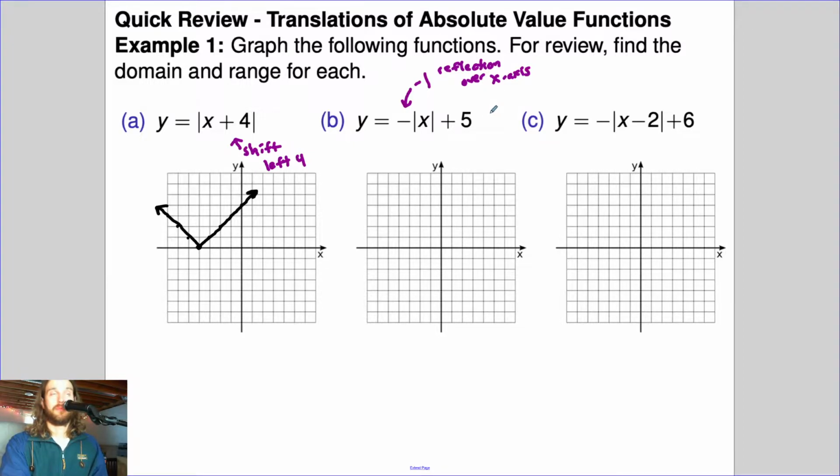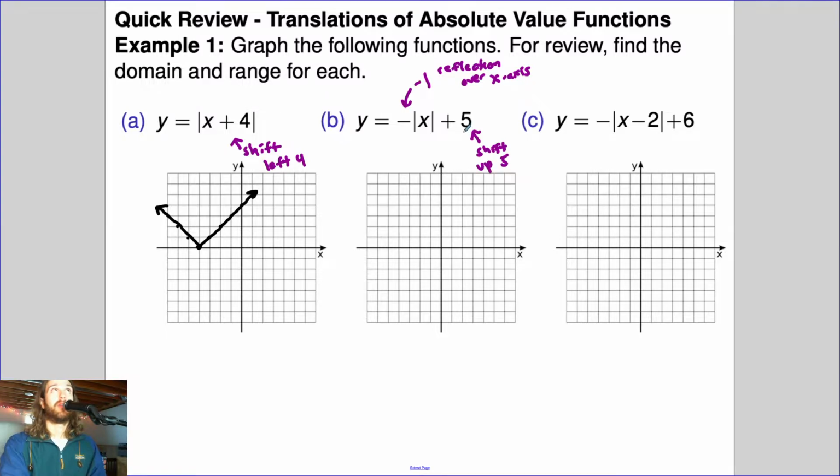Students often ask, they say, hey, Mr. Slagle, that's what they tell me, and they say, which happens first? Do I shift? Because this is a shift. It's on the outside of the brackets, or outside of the absolute value. So this is going to be a shift up. Do I shift it up 5 first and then reflect? Or do I reflect, then shift it up 5?